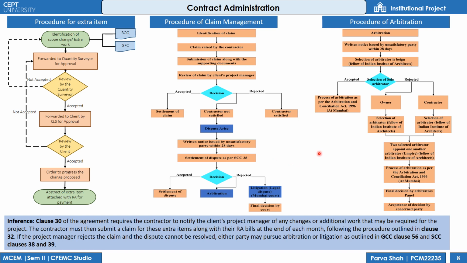If either party wants to pursue arbitration over certain decision, then they have to provide a notice within 28 days to the other party and the further procedure will be as per GCC clause 56 and SCC clauses 38 and 39 as shown in this flowchart.